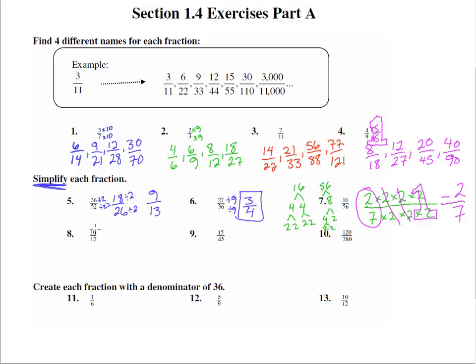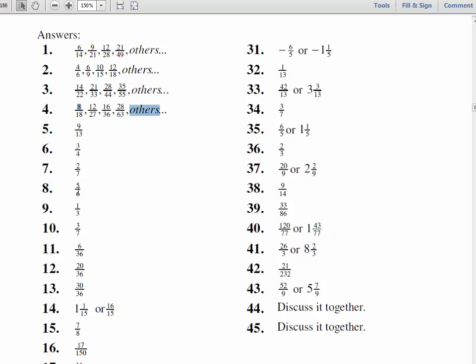Number 8, 10/12. I recognize both 10 and 12 from the 2 multiplication tables. So if we divide by 2 and divide by 2, we get 5/6. Is that as far down as it can go? I believe so. Let's check the answer. Yep, 5/6.